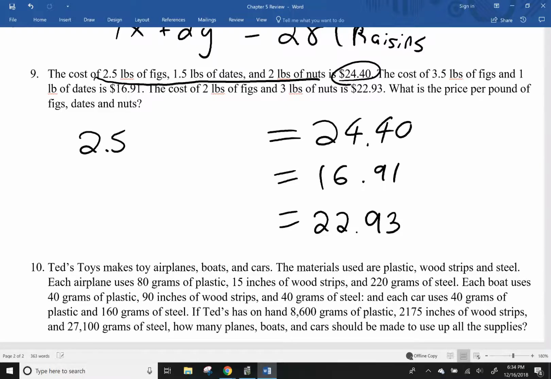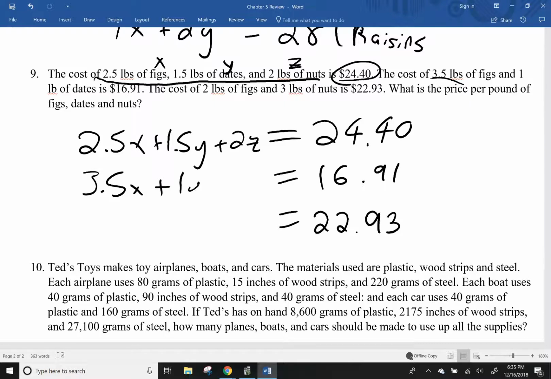2.5 per fig, so we'll call figs X, plus 1.5 for dates, we'll call dates Y, and then 2 pounds of nuts, we'll call that 2Z. So X, Y, and Z, X for figs, Y for dates, and Z for nuts. So the next equation, I got 3.5 pounds of figs, so that's going to be 3.5X, and then 1 pound of dates, and dates are Y, so that'd be 1Y. I have no nuts in this one, so it would be 0Z for 0 nuts.